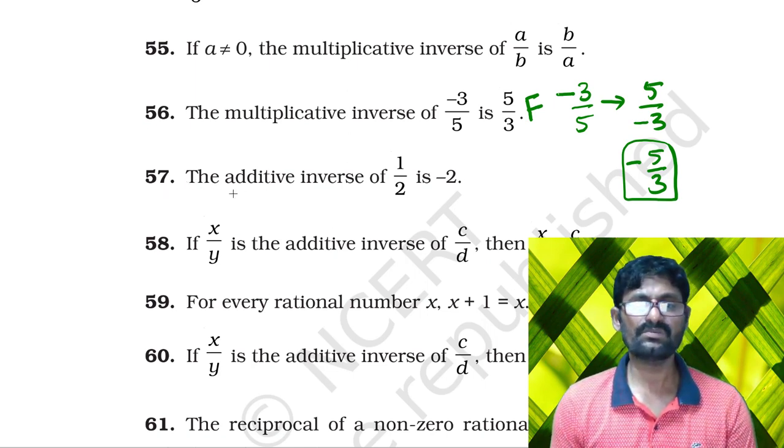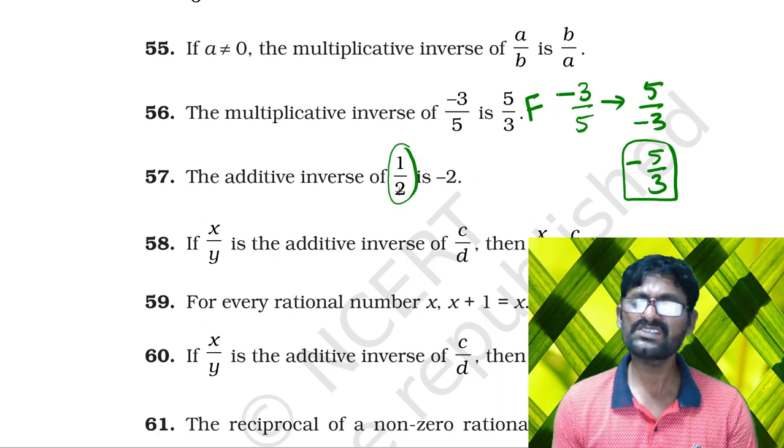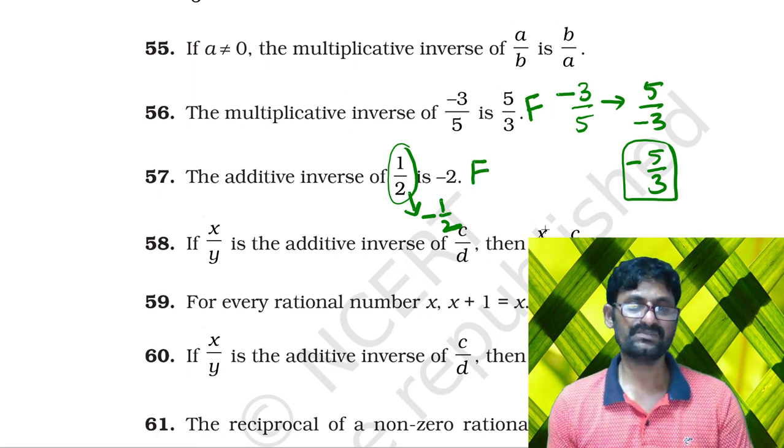Now you see 57th problem. The additive inverse of 1 by 2 is negative 2. That is what we have. What is the additive inverse of 1 by 2? That is negative 1 by 2. Additive inverse of 1 by 2 is negative 1 by 2, not negative 2. So this is a false statement.